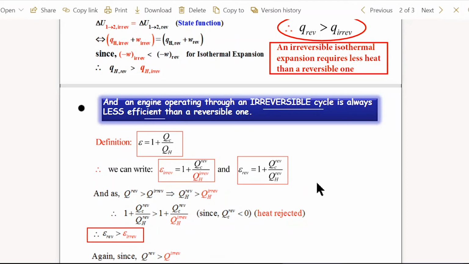Clear? Yes, ma'am. So if you put this minus sign, then the confusion will go. Please put this minus sign. I will correct it.